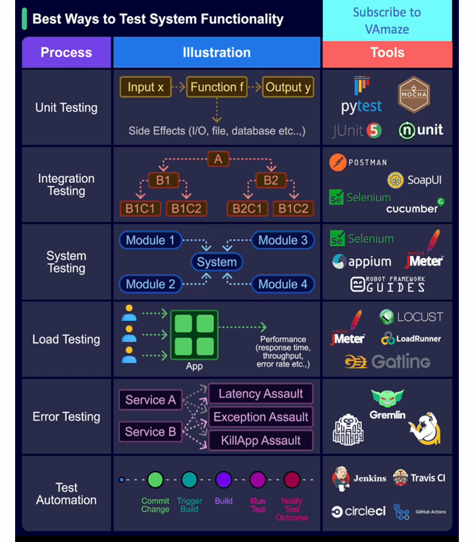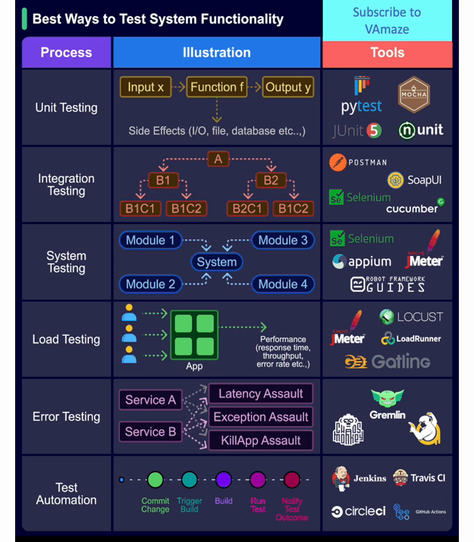6. Test automation. Efficiency and consistency at scale. Test automation transforms repetitive manual testing into efficient, consistent, and scalable processes. It's the assembly line of software testing, ensuring quality while reducing time and human error. The automation pipeline. Commit change. Developer commits code to repository.